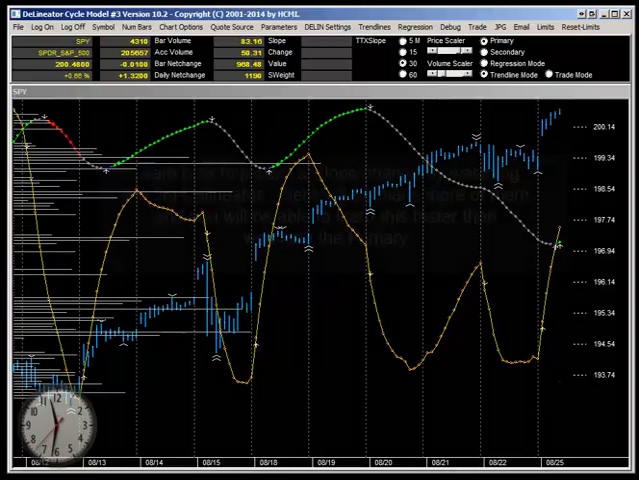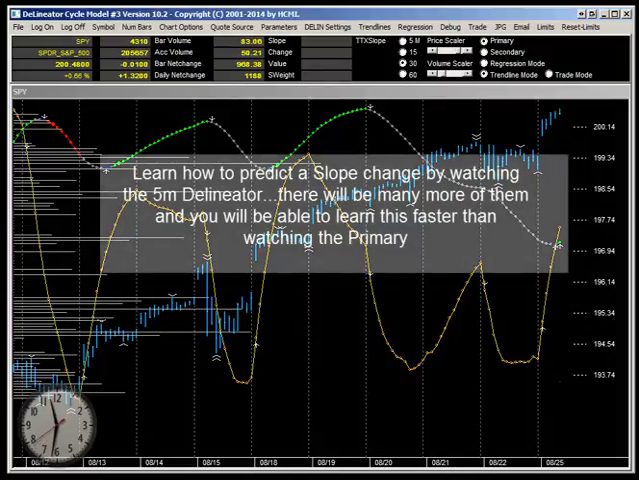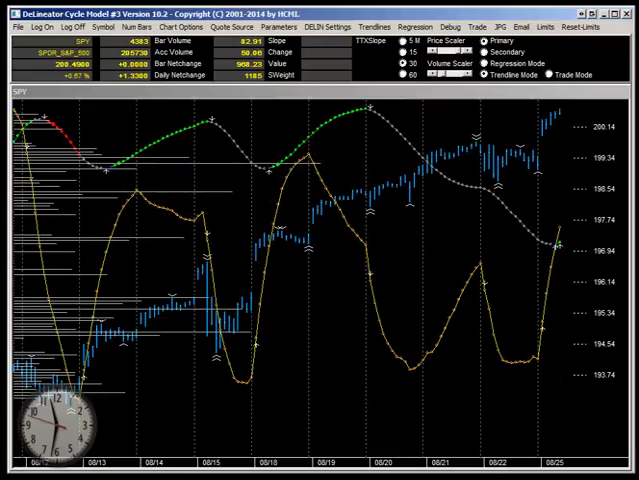So that's the tutorial for slope changes. It's best to watch the 5-minute, because for every slope change on the 30-minute, you're going to get 10 or so slope changes on the 5-minute, and it'll be a lot easier for you to learn it that way.